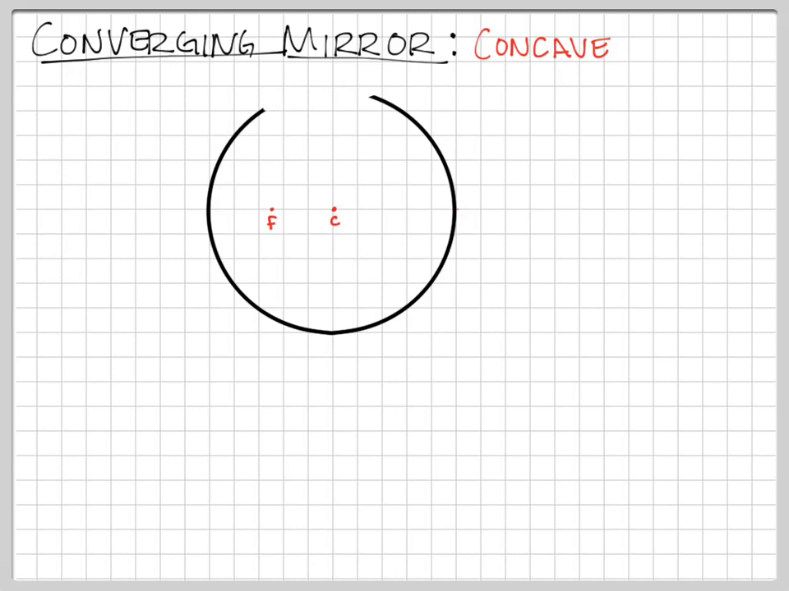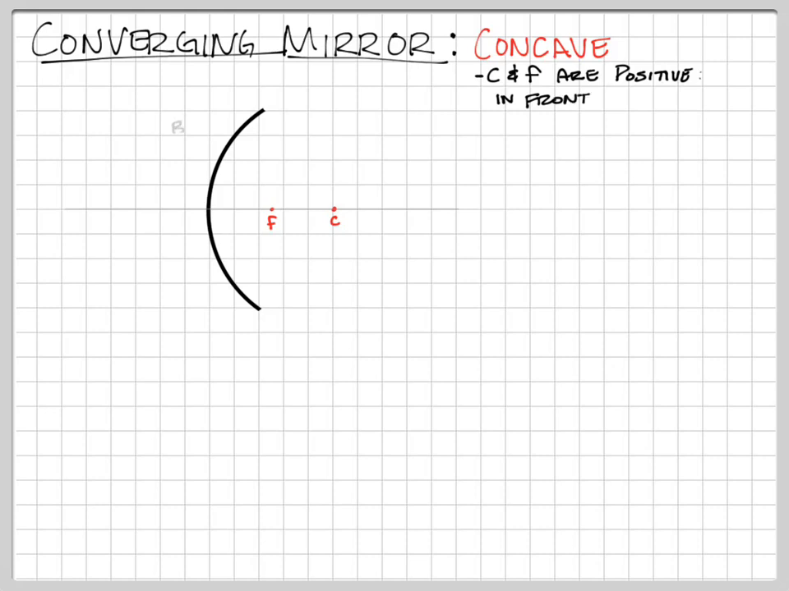This time, we're going to look at things happening to the right of this mirror. So we'll draw our axis, and we'll draw our object. Now, in this case, C and F are both positive quantities, because they are in front of the mirror. Now we have a behind, we have an in front. So, let's draw our object. Let's draw our first ray. That's in parallel, out through the focal point.